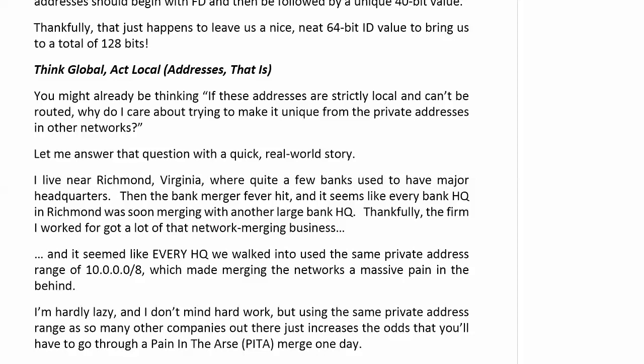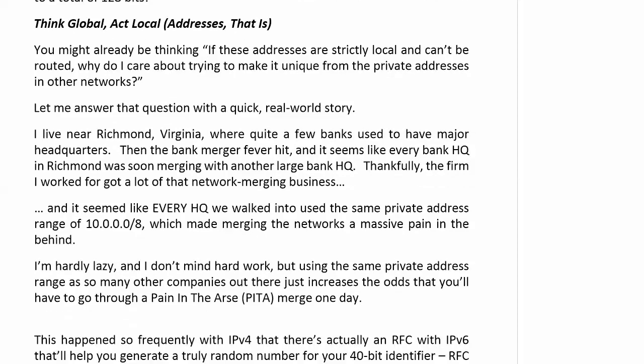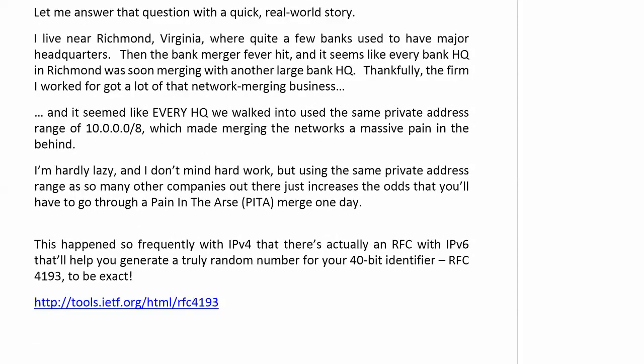Don't do that. Because this situation with merging, I mean, I know we all think that the company we work for will exist forever, etc., but it doesn't work that way. There are mergers in every business. And this happens so frequently with version 4, as far as the merging problem goes, that there's actually an RFC with IP version 6 that'll help you generate a truly random number for your 40-bit identifier.